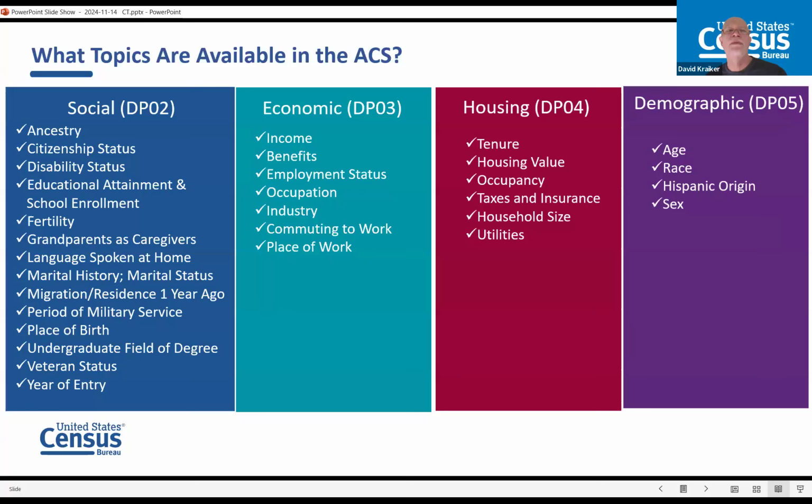So these are the 4, I call them tranches of data. Over here on the left, social information comes from a table called DP02. It's all ancestry, citizenship, things of this sort. And then the next thing is economics, DP03. We have all these sorts of pieces of information in here.